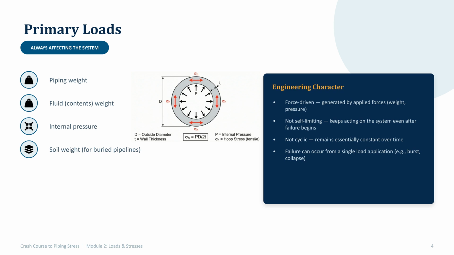Let's zoom in on primary loads because they have a very distinct personality. The sources are straightforward: the piping's own metal weight, the weight of the fluid it's carrying, the internal pressure of that fluid, and, for buried pipe, the soil on top. As an example, internal pressure alone creates something called hoop stress. There's a simple formula for it. Hoop stress equals pressure times outside diameter divided by 2 times wall thickness. Don't worry about memorizing that right now. Just notice that it's a direct, simple relationship between pressure and stress. No complicated behavior, no timing involved.